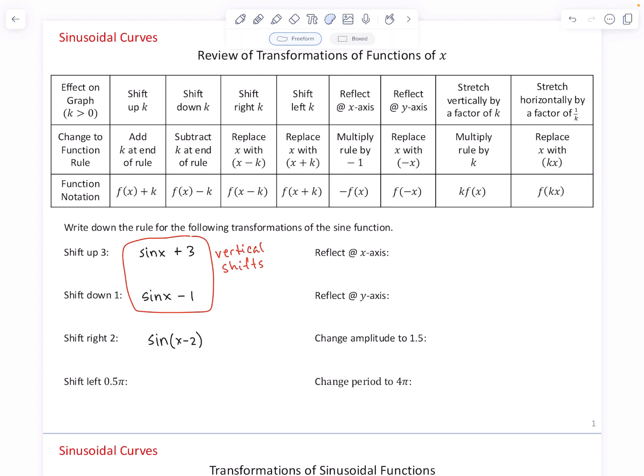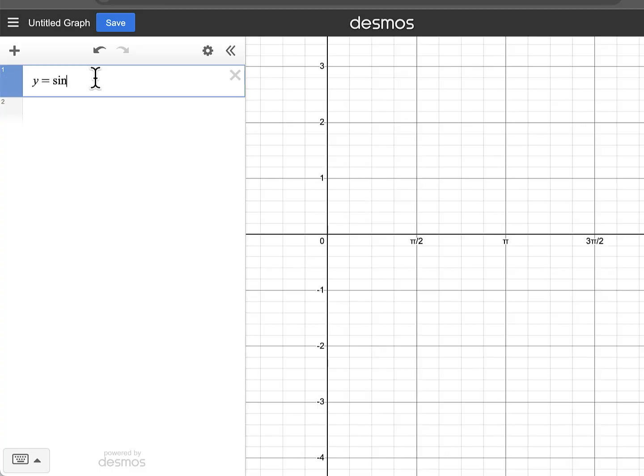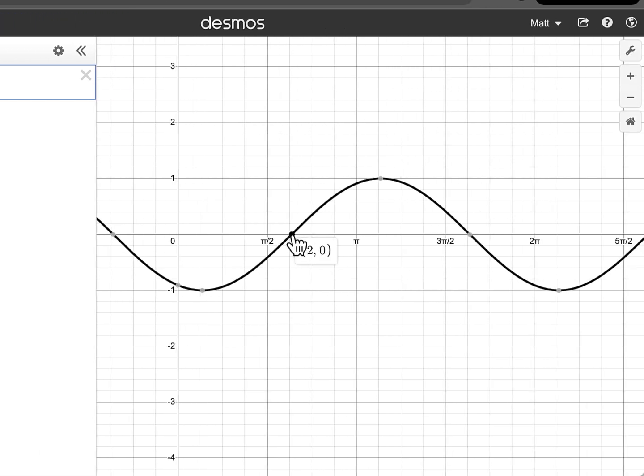But with the parentheses, our order of operations is to remove 2 from x first to make a new argument, and then do sine of that new argument. And this will have the effect of shifting right 2 units. So we have our parent graph, delete the x, put in parentheses, and in those parentheses type in x minus 2. And notice this location right here. This used to be the point that was going through the origin, but it's been shifted to the right 2, and every point of this graph has been shifted to the right 2.